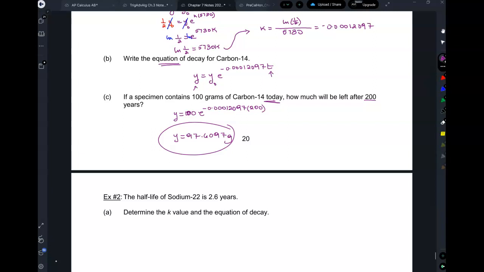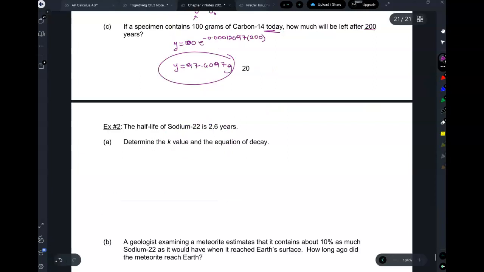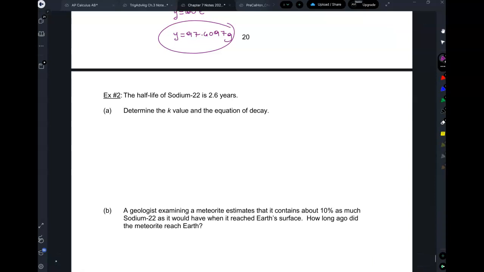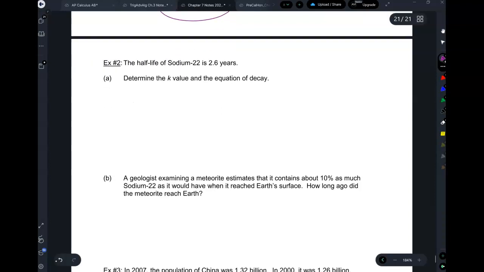All right? So look at that. The half-life is 5,700 years. So if I have 100 grams, 200 years later, all I've lost is like 2.4 grams. All right? That's how slow carbon-14 is to decay. And then different isotopes have different decay rates. So for example, the half-life of sodium-22 is 2.6 years, much more quickly, right?